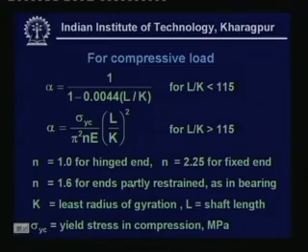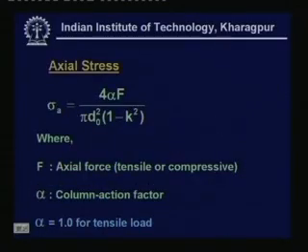So, once you put this alpha factor into this equation, what you get is the value of the axial stress sigma A as 4 alpha A by pi d0 square 1 minus k square.